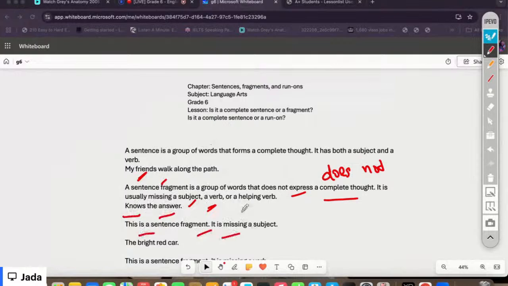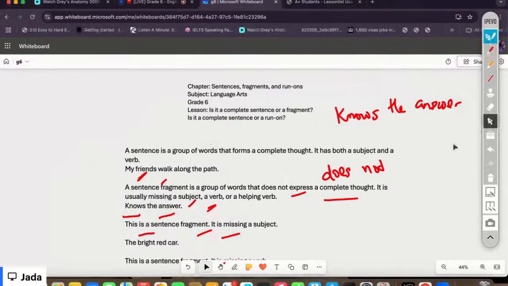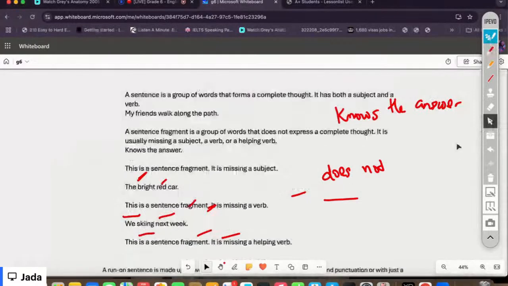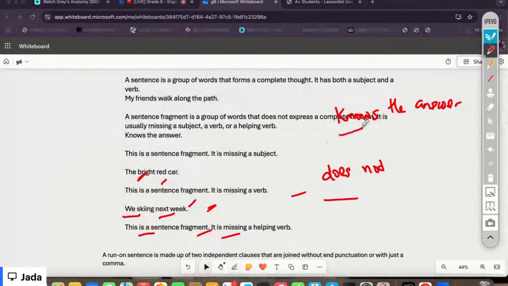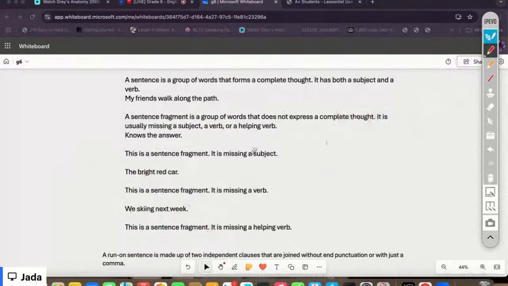This is a sentence fragment. It is missing a subject, because if you just say knows the answer, the question will be: who knows the answer? We have no idea who knows this answer. So it is missing a subject in this particular sentence. If we want to correct this, we could say something like, he knows the answer.